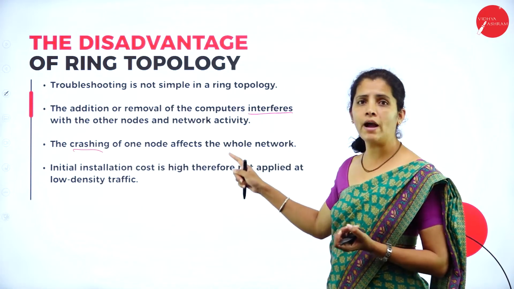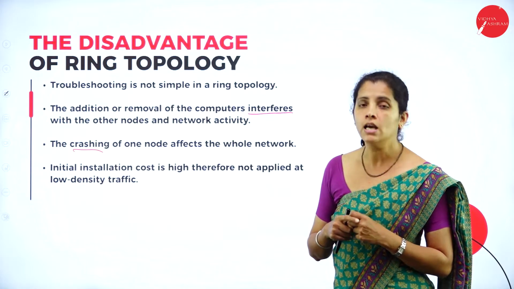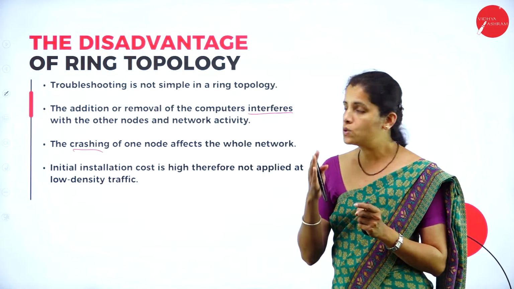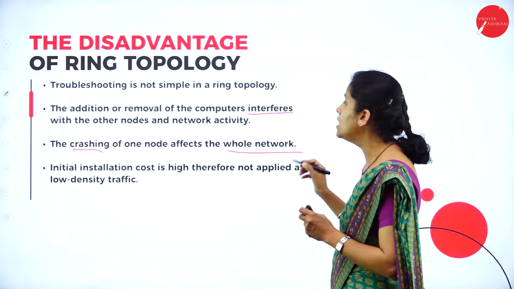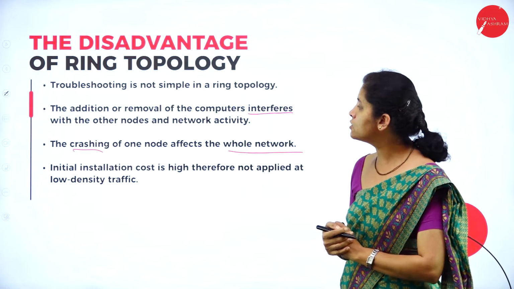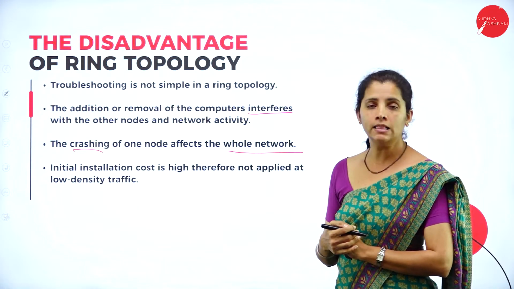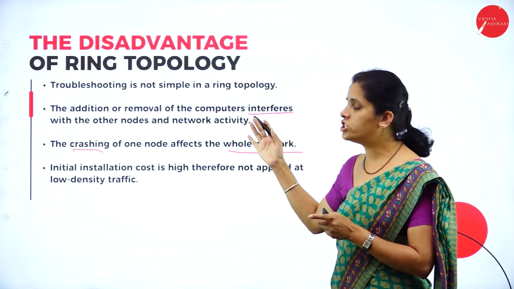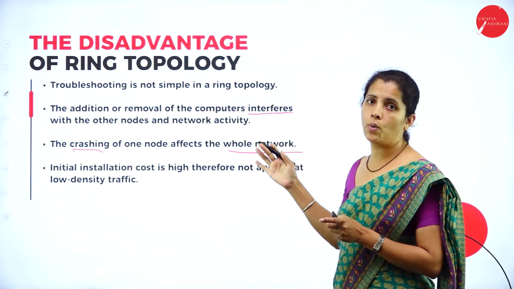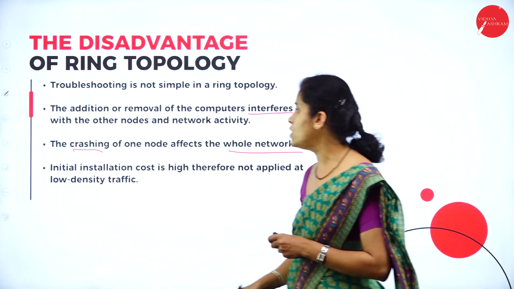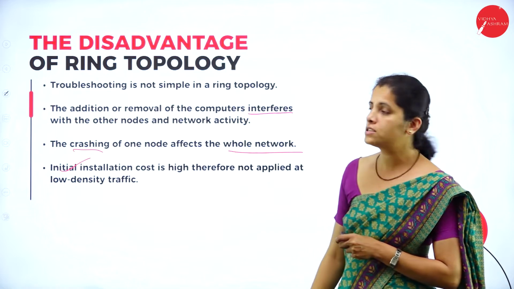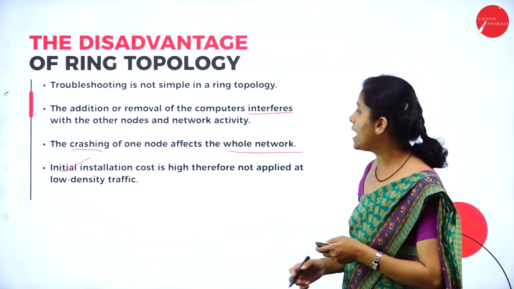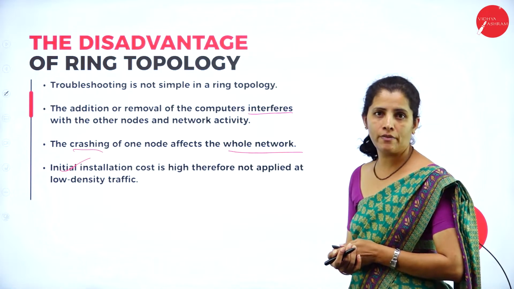In the sense, if I have only one single ring, then the breakage of the ring topology is going to affect the whole network, and the initial installation cost is high. In the sense, at the beginning, when I am going to set up the ring topology, the cost required is maximum. So, initial installation cost is high, therefore it is not applied for low density traffic.